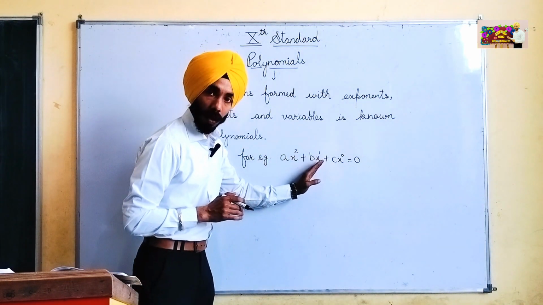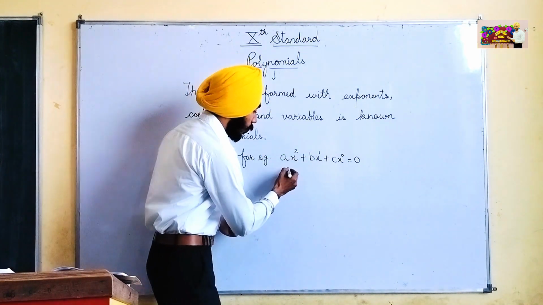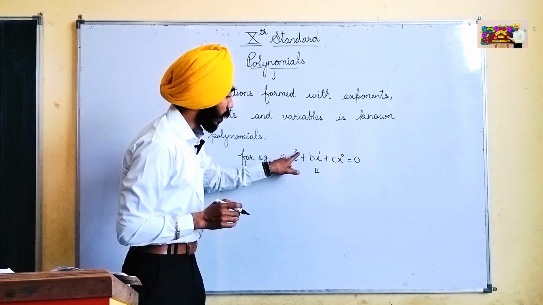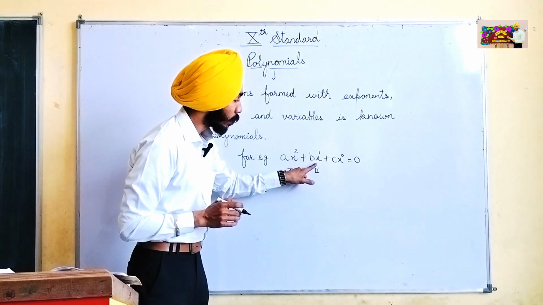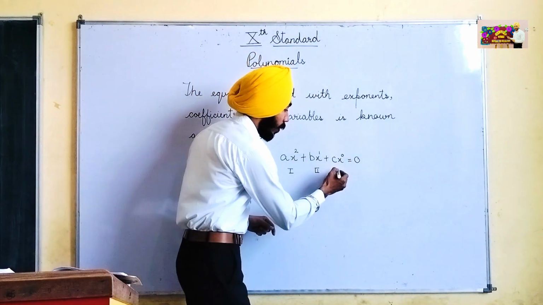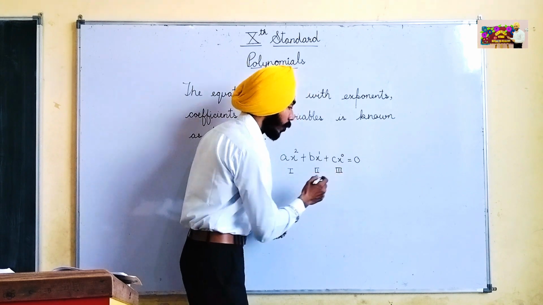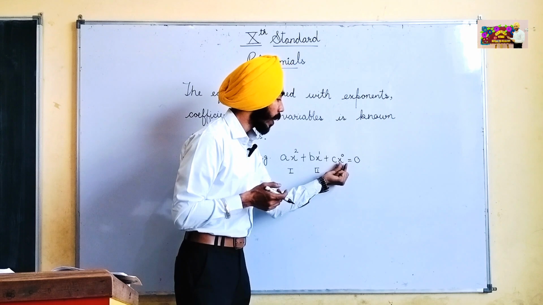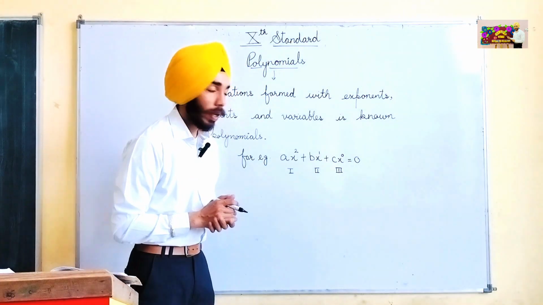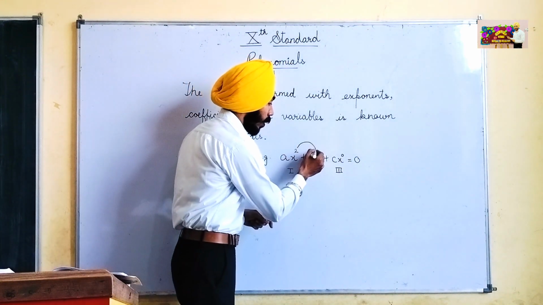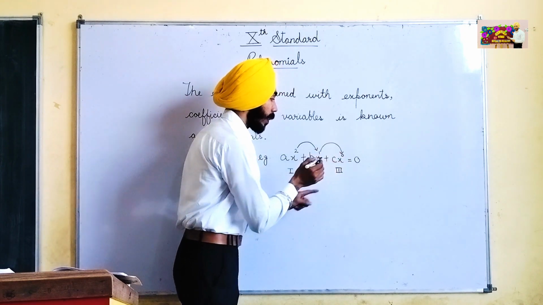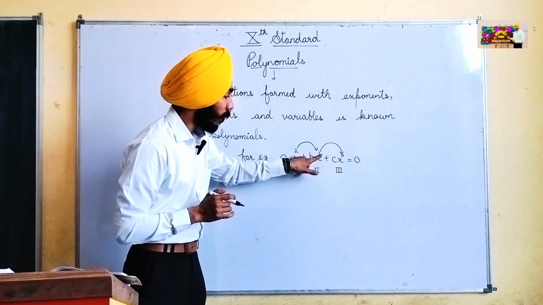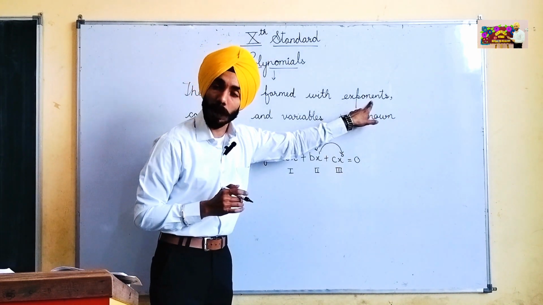When we move further from first term to second term, power will be reduced, x power 1, and further when we move toward third term, the power will also reduce, x power 0. Here is 2, here is 1 and here is power 0. It means 2, 1 and 0 are the exponents.